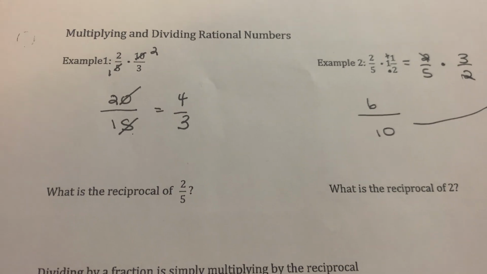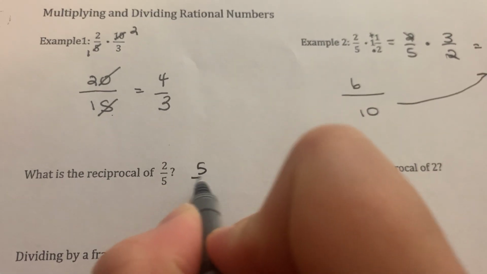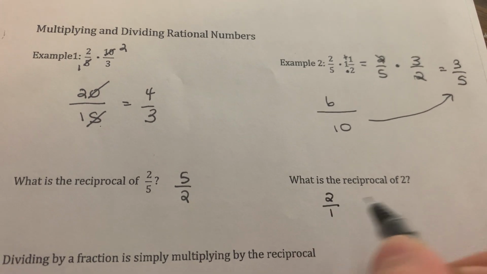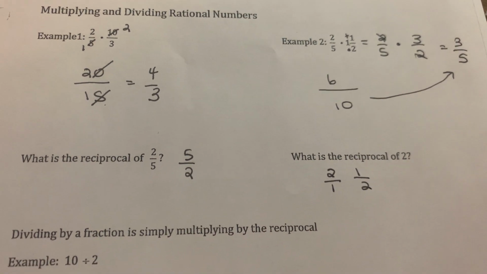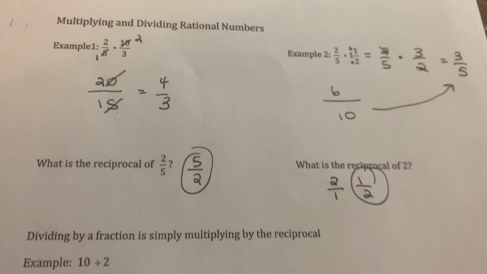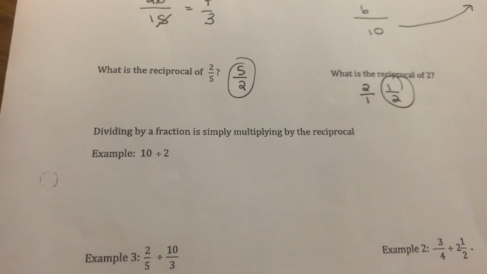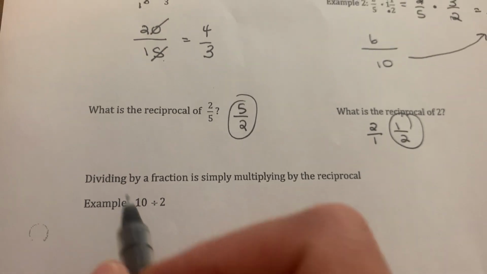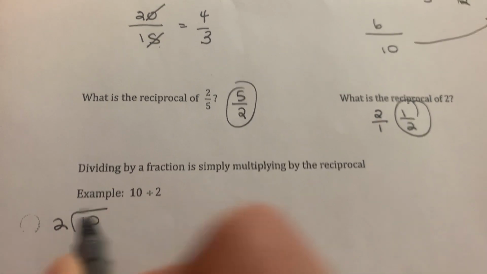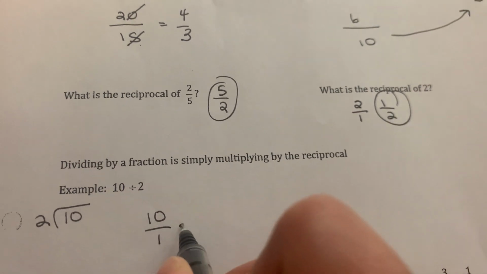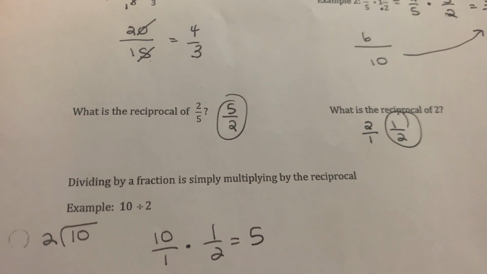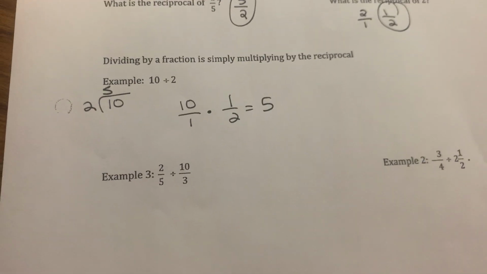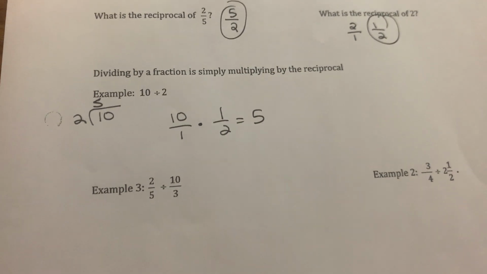What's the reciprocal of 2/5? 5 halves. What's the reciprocal of 2? Well, technically that's 2 over 1, so 1 over 2. Dividing by a fraction is simply multiplying by the reciprocal. So if I take 10 and divide it by 2, that's the same thing as saying 10 over 1 times 1/2, which is 5. So if I divide by 2, I'm multiplying by a half. If I divide by a half, I'm multiplying by 2.